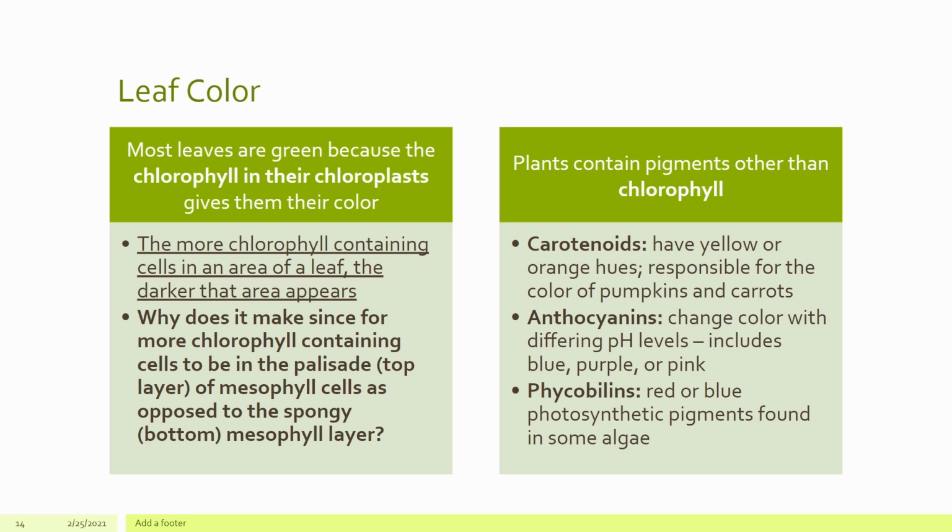But there are other pigments that absorb light that aren't chlorophyll. There's carotenoids, anthocyanins, phycobilins. Carotenoids have a yellow or orange hue. Anthocyanins change color with differing pHs. We see blue, purple, and pinks from anthocyanins. And phycobilins give off red or blue. They are all photosynthetic pigments, but chlorophyll is going to be more prominent in leaves.